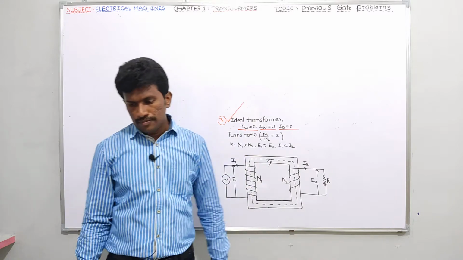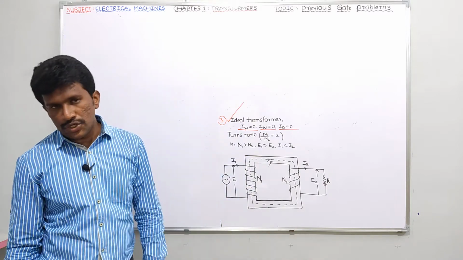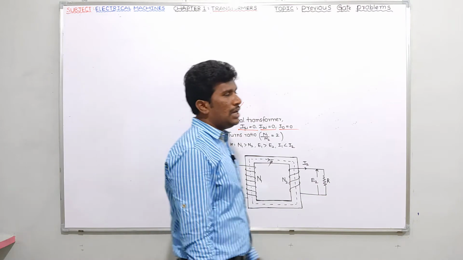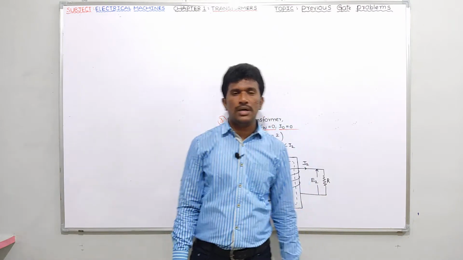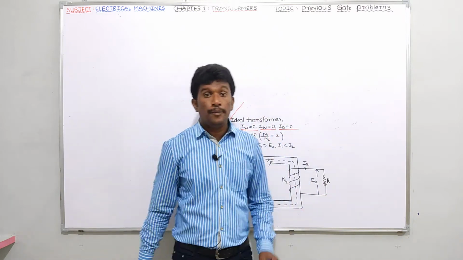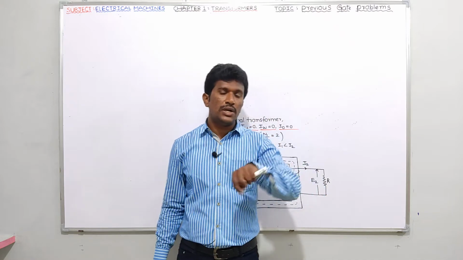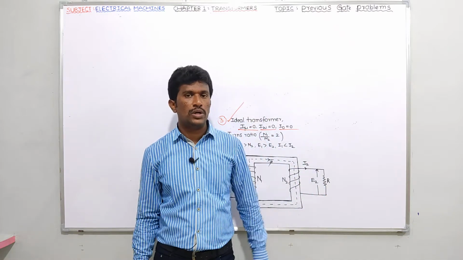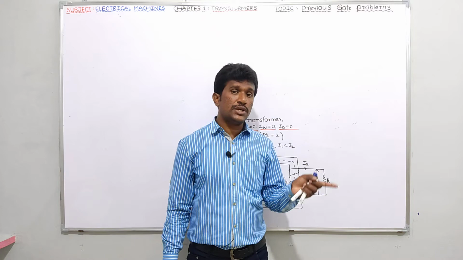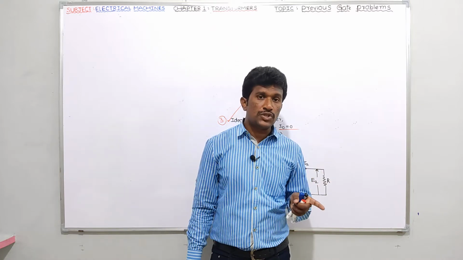Okay. So he has given the turns ratio. Guys, I already told you in the EMF equation of a transformer, turns ratio means primary turns by secondary turns, N1 by N2. N1 by N2, don't confuse. Transformation ratio means N2 by N1. Turns ratio means what?